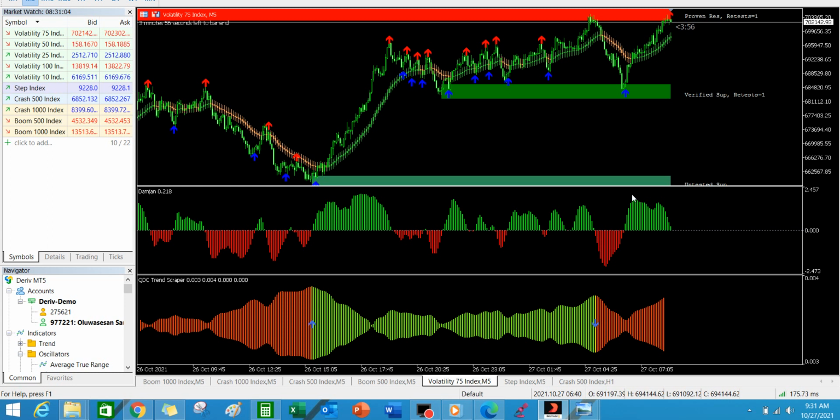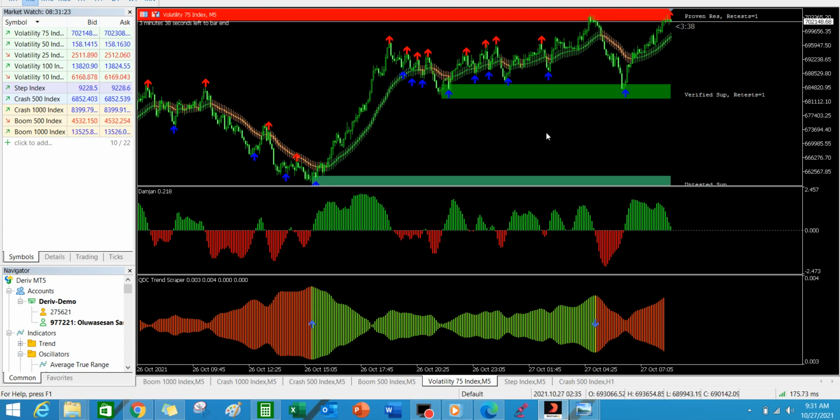So with your TA, you will be able to say if it's going to break out from this resistance level, or if it's going to pull back the way it has pulled back. The same thing is applicable to this support region, if it's going to break out below it, or if it's going to pull back the way it has just done.